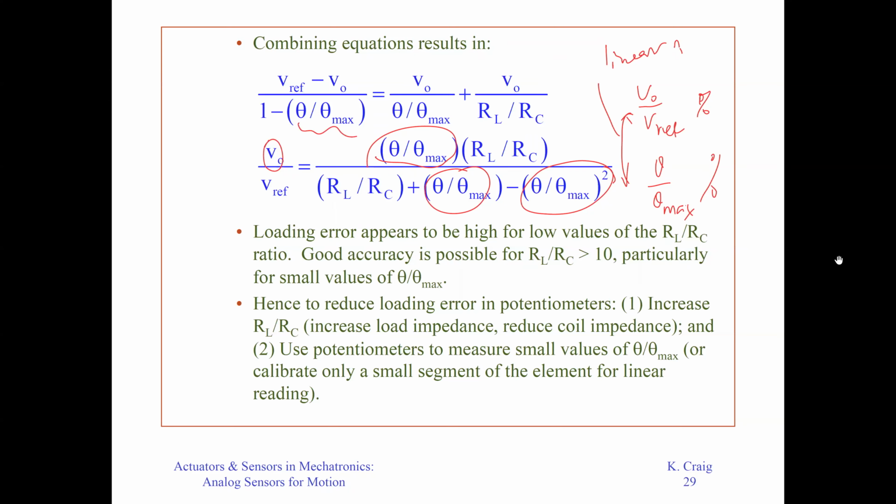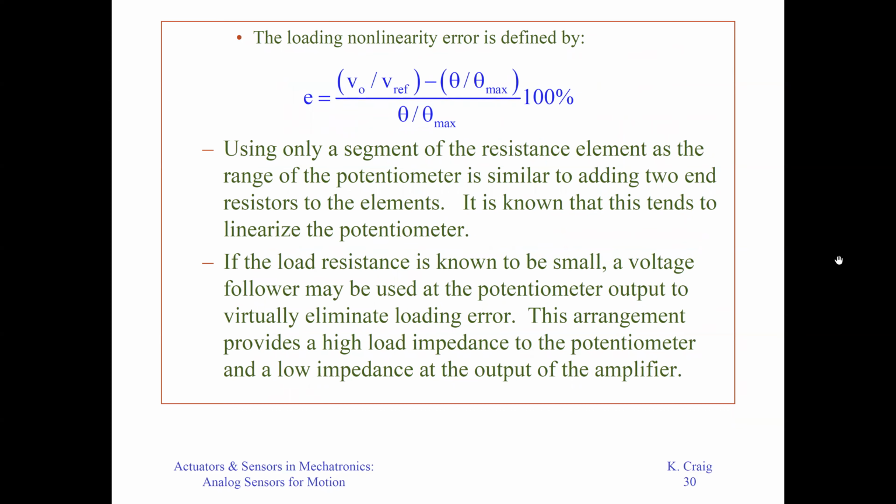Of course, you can do a Taylor series expansion and make it largely linear, but it's only possible when the load divided by this one is greater than 10. Especially when this is small, you have a bigger error. So let's check the error here. This is something I hope will be linear: V0, VREF, and this is theta, theta max. I hope this is the case, but it's not.